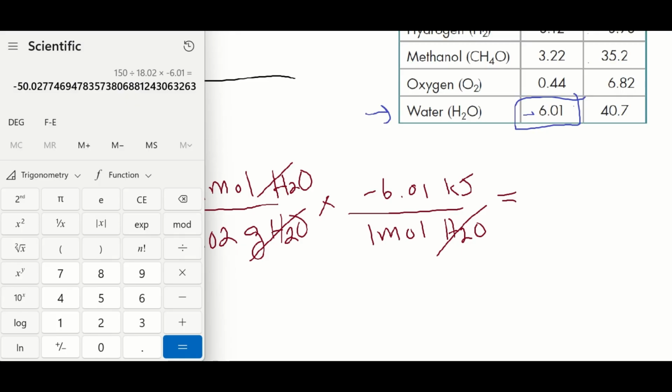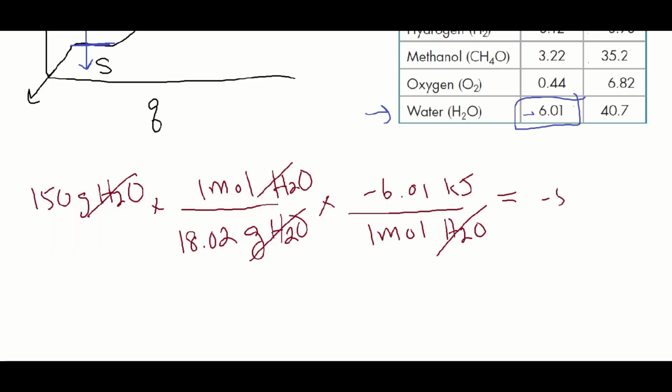So our answer to two significant figures is negative 50 kilojoules. So in order for 150 grams of liquid water to freeze at the freezing point, it has to lose 50 kilojoules of heat.